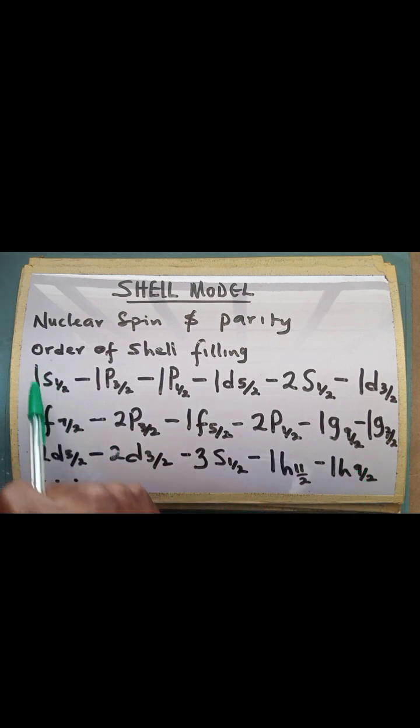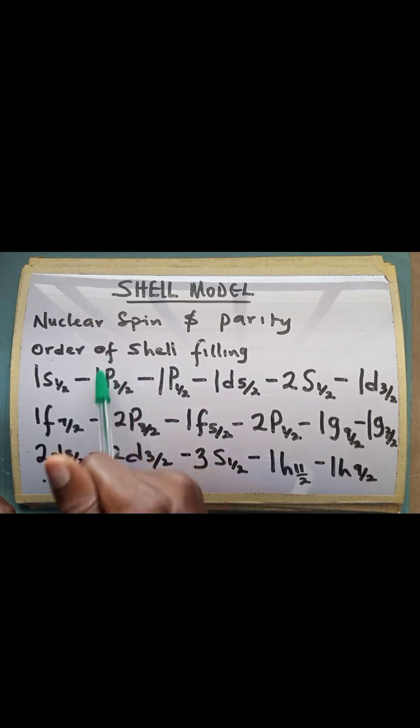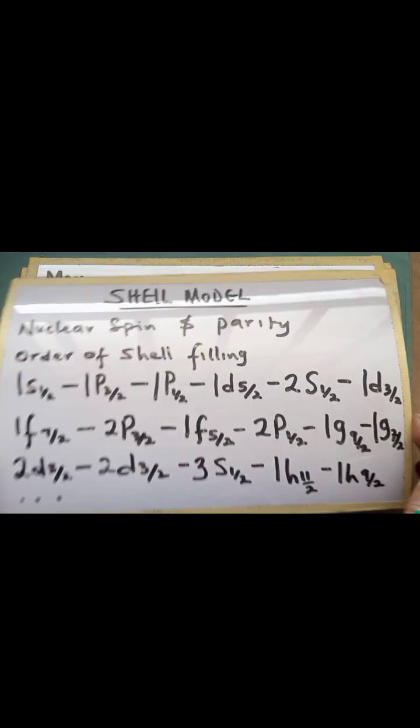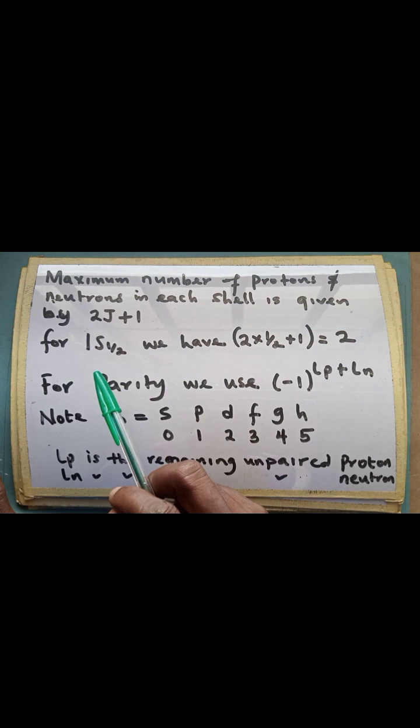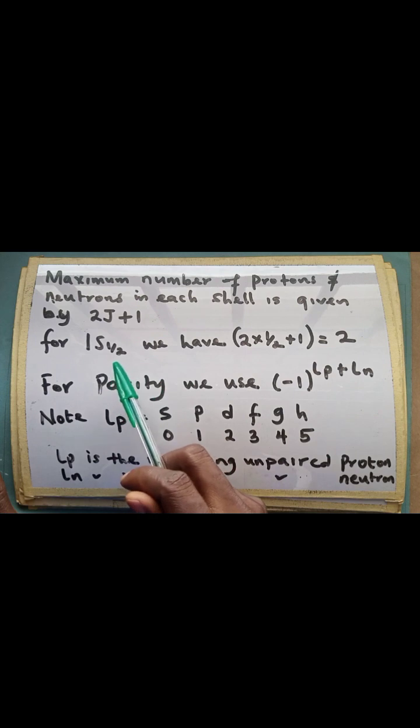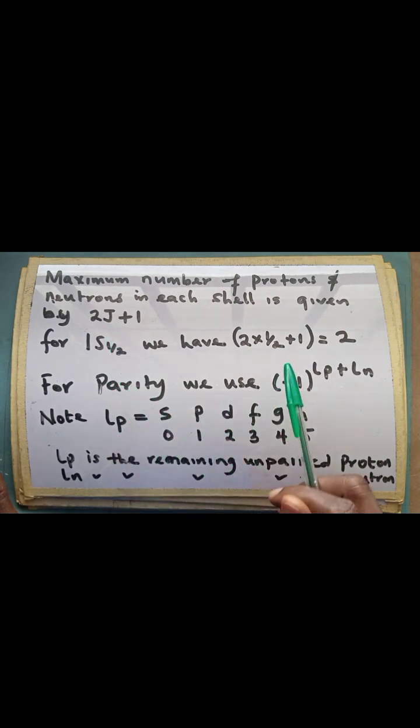The maximum number of nucleons this one can take is given by 2J plus 1, because this expression represents J. This expression is J multiplied by 2, then add 1 to it. That will be the maximum number of nucleons that this particular one can take. So the maximum number of protons and neutrons in each shell is given by 2J plus 1. Now for 1s, we have 2 times half, which is our J, plus 1, equal to 2. So that's how you fill it.